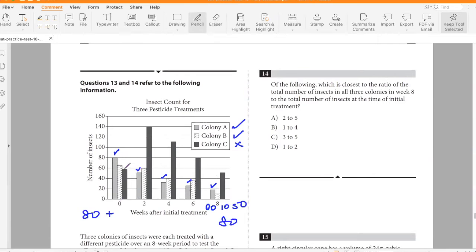This is a little over 60 and this is a little under 60. So I can take 120. So this is 200. So the ratio would be 80 to 200. So 2 to 5, A.